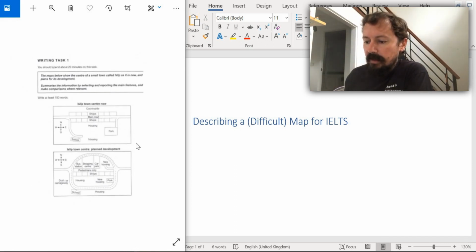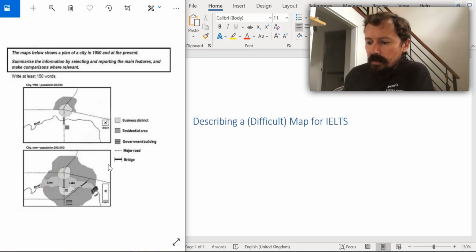The picture quality is not so great, but you can see essentially it's the same. We have a town, and then in the next map you can see the town has changed over time. You can see in this case actually it says this is the town now, and then the one below is later, after a period of development. So this is different from here, the first one we looked at in 1950 and then now.